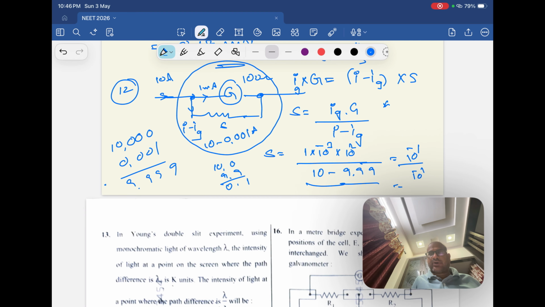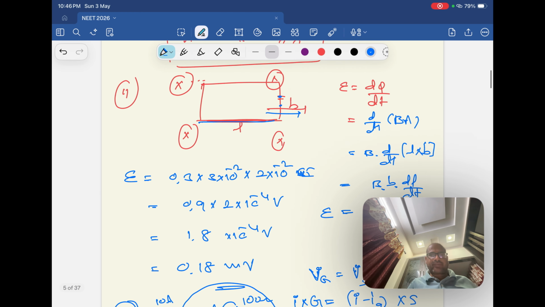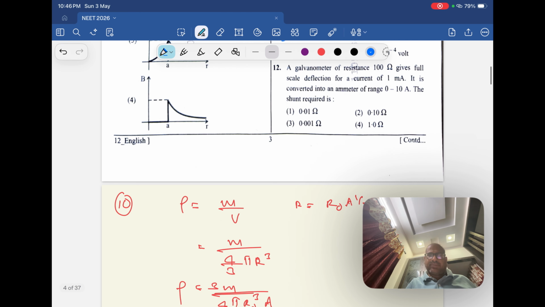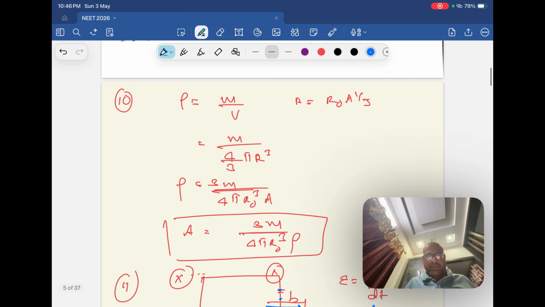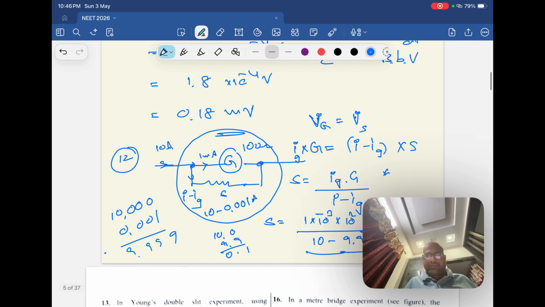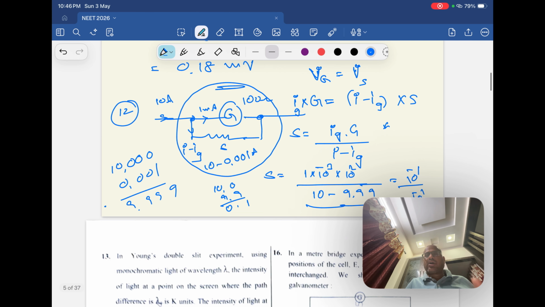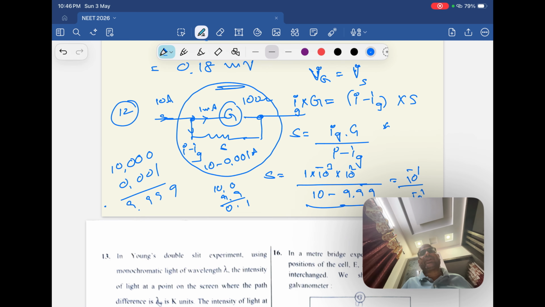If you go up, approximately 1 ohm. Let us see options. Yeah, approximately 1 ohm is over there. Okay. Yeah, calculation should be careful. So this is a question based on what? Galvanometer converted into ammeter. Similarly, you can expect how galvanometer is converted into voltmeter. So if you have to connect what? A large resistance in series.